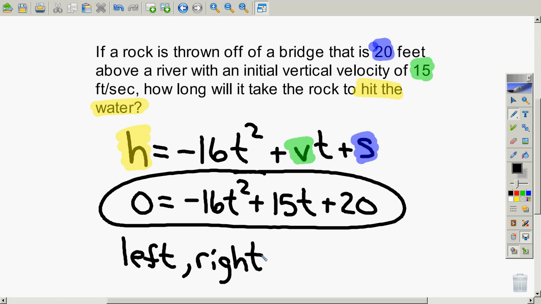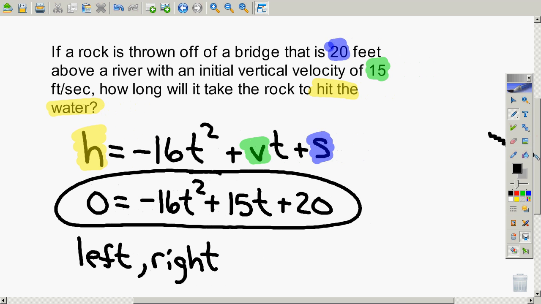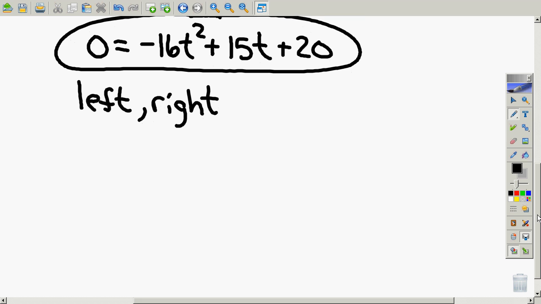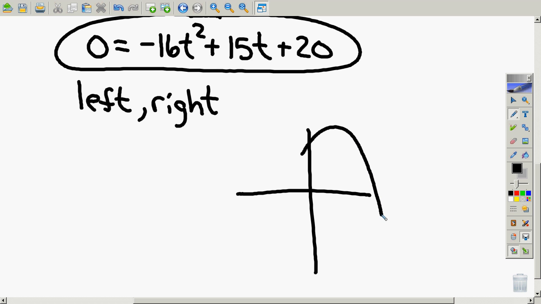Those notes are in your calculator help stuff that you've got in your binder. Also, when you want to find the maximum, which I think is the next question, when you graph this, it'll be a parabola since it's negative 16. It's going to look something like this.